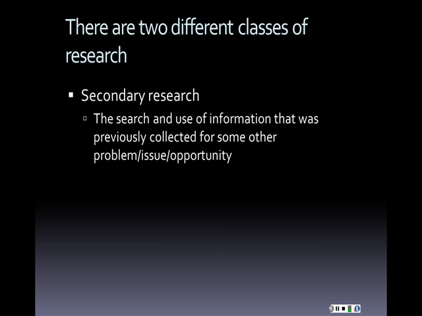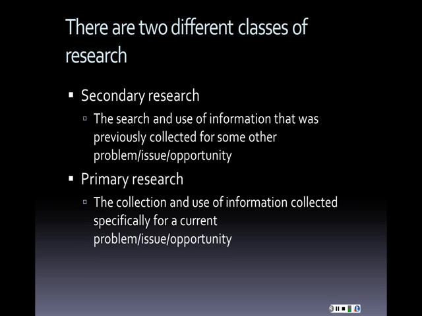And this terminology trips people up a little bit. This is the search and use of information that was previously collected for some other problem, issue, or opportunity. The way I like to remember this is that I am the secondary user. So I am the secondary user of research that somebody else commissioned and executed at another point in time. So the research has already been done, it's out there, and then I go find it on the internet or I buy it from somebody. And that's what secondary research is.